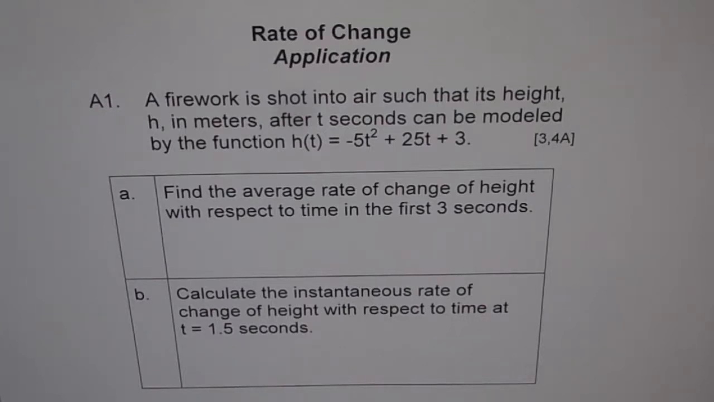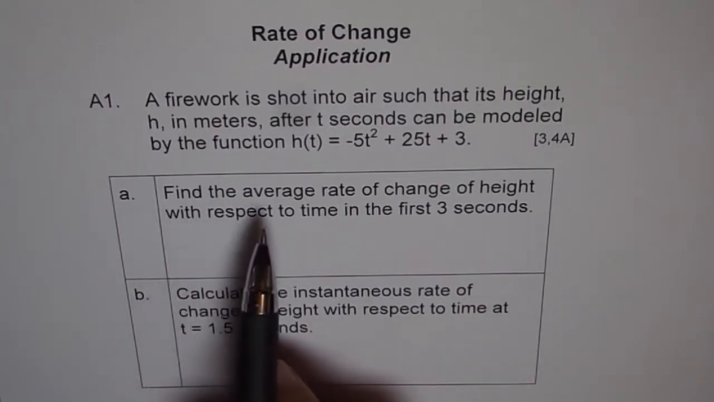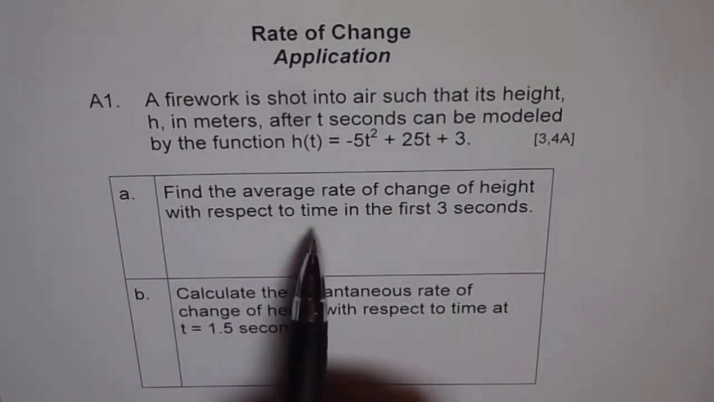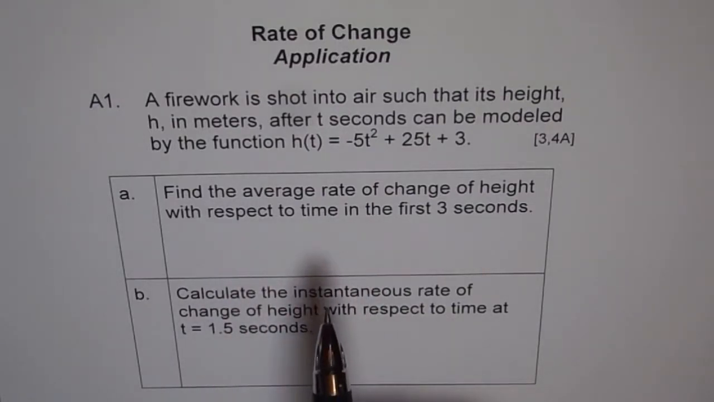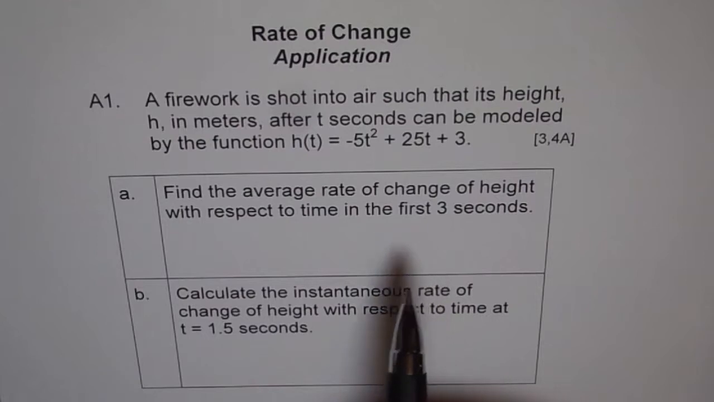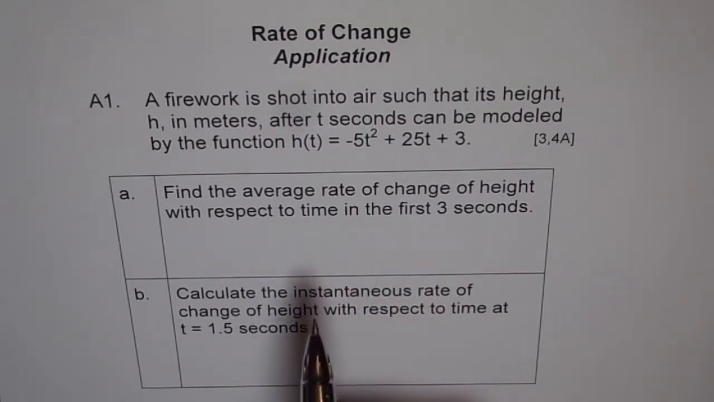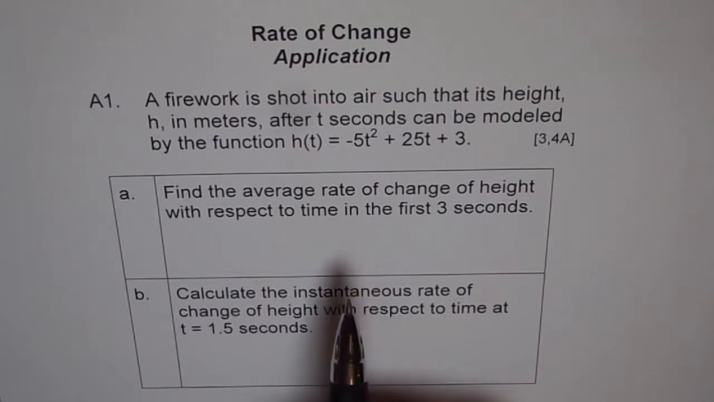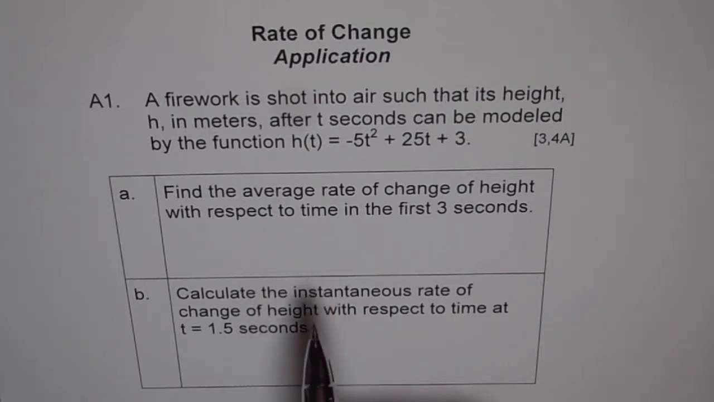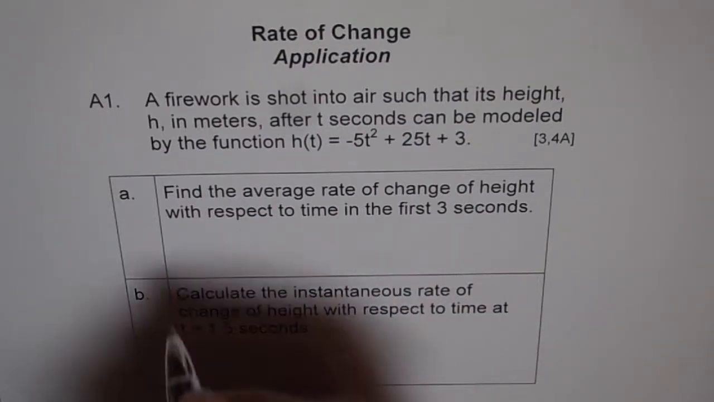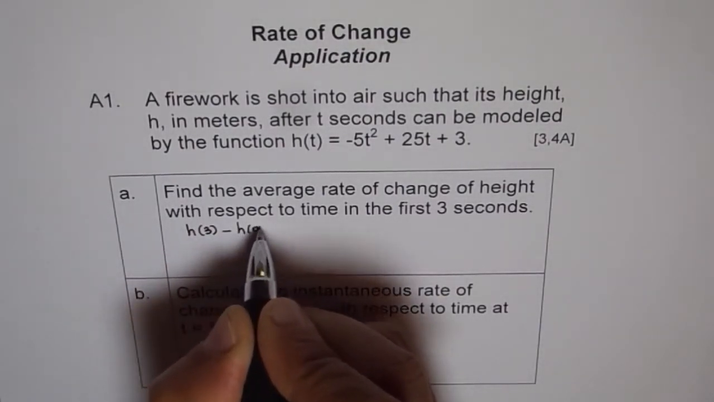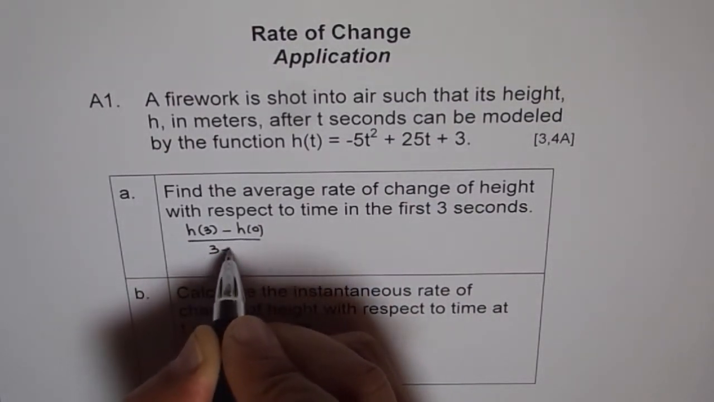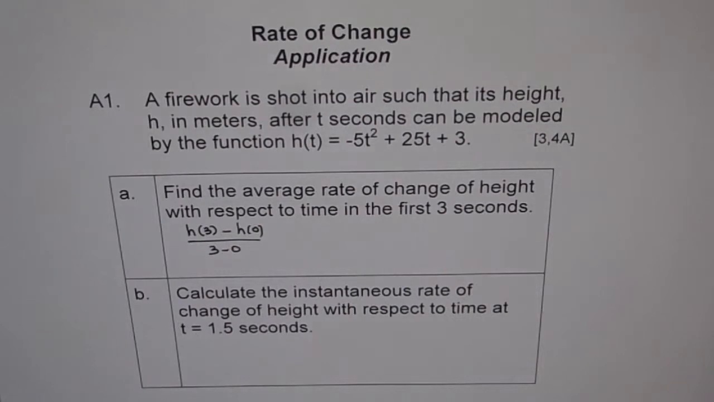It's a very simple, straightforward question as such. When we say find the average rate of change of height with respect to time in first 3 seconds, that means first 3 will include from 0 to 3. From 0 to 1 it is the first second, 0 to 2 it is the second second, and from 0 to 3 it is first 3 seconds. So basically what we have here is you have to say h of 3 minus h of 0 over 3 minus 0. That gives you the answer, right? It's so simple as that.